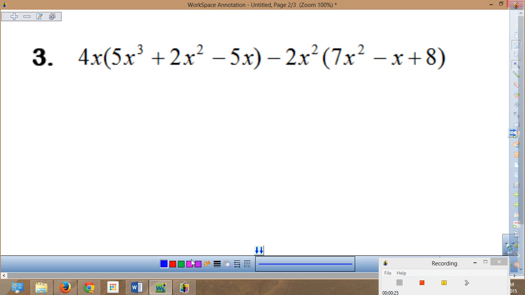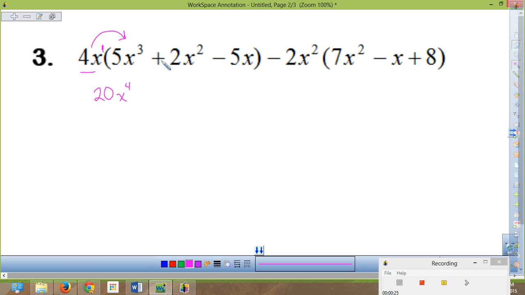Looking at question number 3, this is a combination of a monomial times a trinomial subtracted by another monomial times a trinomial. This looks harder, but it's really the same thing with 1 extra step at the end. So just like we did before, we'll take the 4x and distribute it to everything inside. So 4x times 5x to the third. 4 times 5 is 20. There's 1 x here, which means there's going to be 1 more x than we see here. So 1 plus 3, 4.